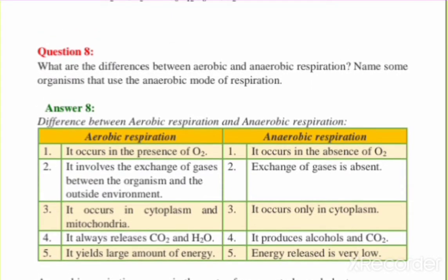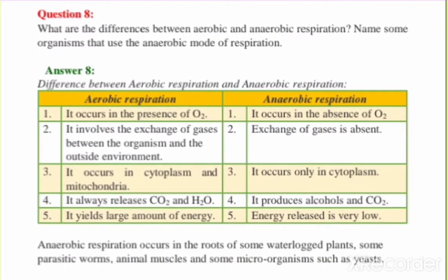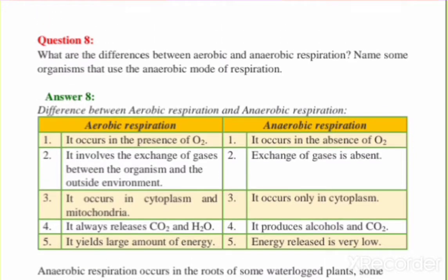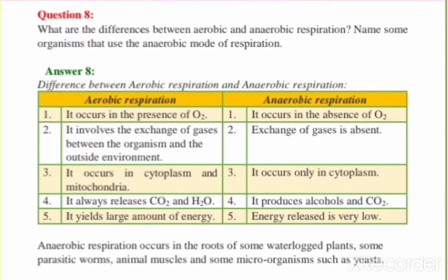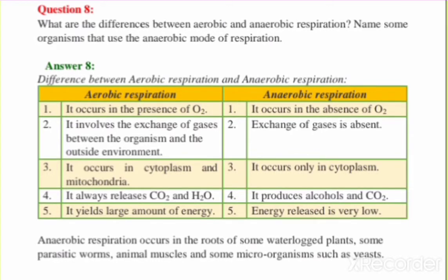What are the differences between aerobic and anaerobic reaction? Name some organisms that use the anaerobic mode of respiration. In this question you first tell the difference between aerobic and anaerobic. I think you all know the meaning of aerobic: air means oxygen. The reaction that occurs in the presence of oxygen is known as aerobic, and when it occurs in the absence of oxygen it is known as anaerobic reaction. So this is your first point.